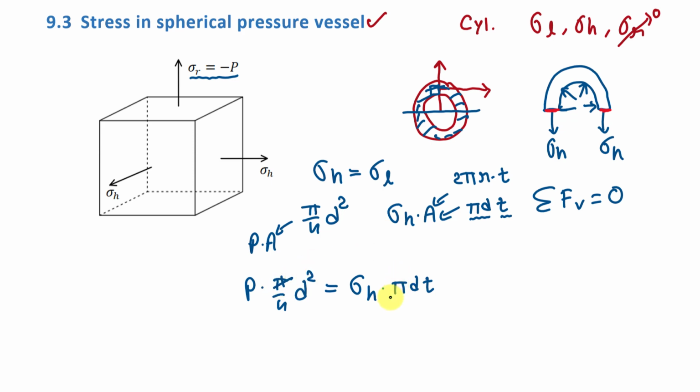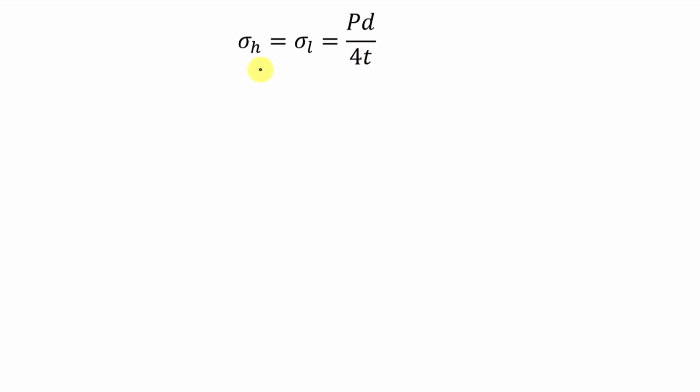Here this pi is cancelled and one diameter will be cancelled. So we can write that sigma h is equal to pd by 4t. And this is the value of stress in this direction as well as in this direction. So in the case of spherical pressure vessel, value of longitudinal stress and value of hoop stress is same, that is equal to PD by 4t. Fine. Now we understand that sigma h is equal to sigma L is equal to PD by 4t.